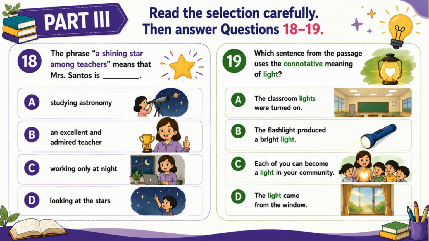Number 19. Which sentence from the passage uses the connotative meaning of light? A. The classroom lights were turned on. B. The flashlight produced a bright light. C. Each of you can become a light in your community. D. The light came from the window.